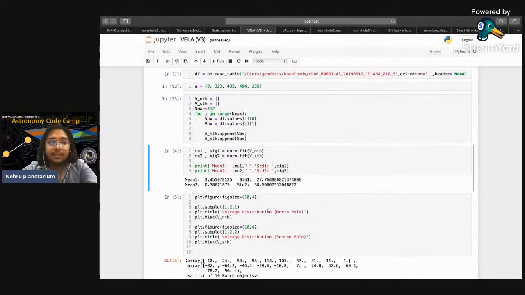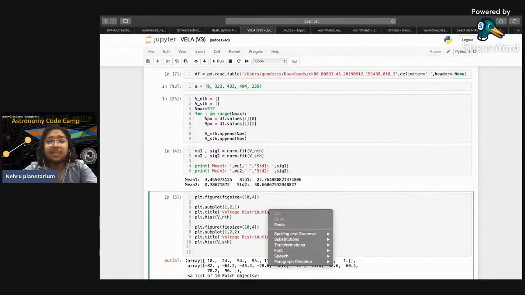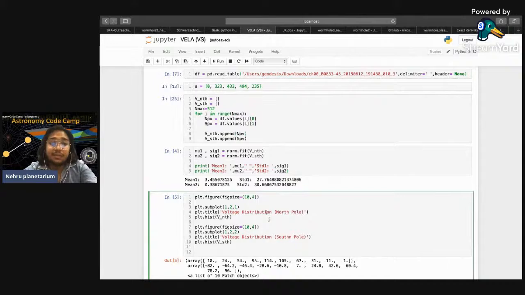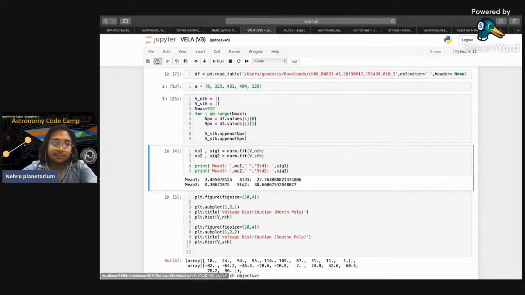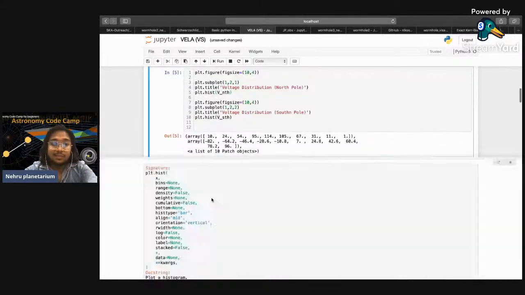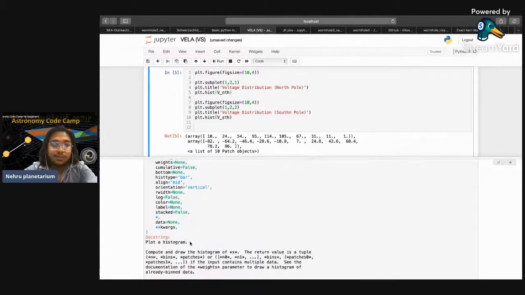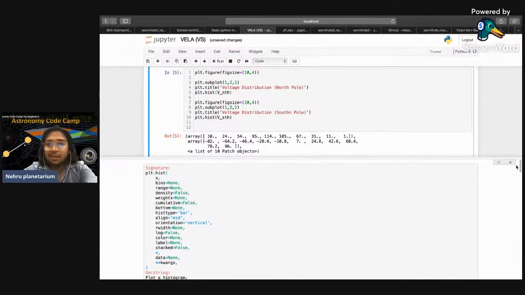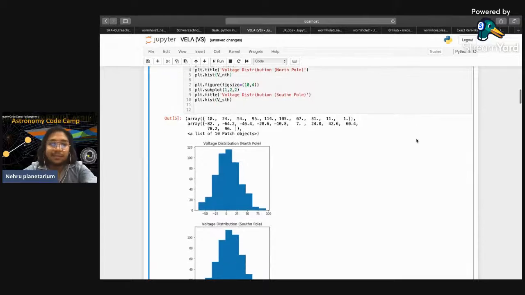So now we need to see the histogram of these data sets, which means the basic distribution. For this I'm using a simple histogram, the hist function of matplotlib, plt.hist, which plots a histogram. For this I just need to supply the data sets which I have.